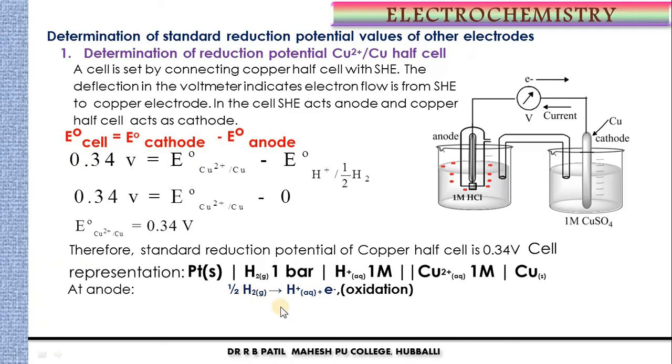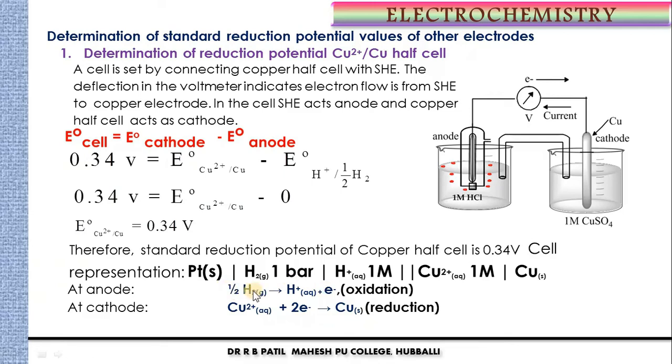At anode, what reaction takes place? Oxidation. What do you mean by oxidation? Loss of electron is called oxidation. At cathode, what takes place? Reduction. Cu2 plus gains 2 electrons and is converted to Cu. Okay, so electrons are not balanced.